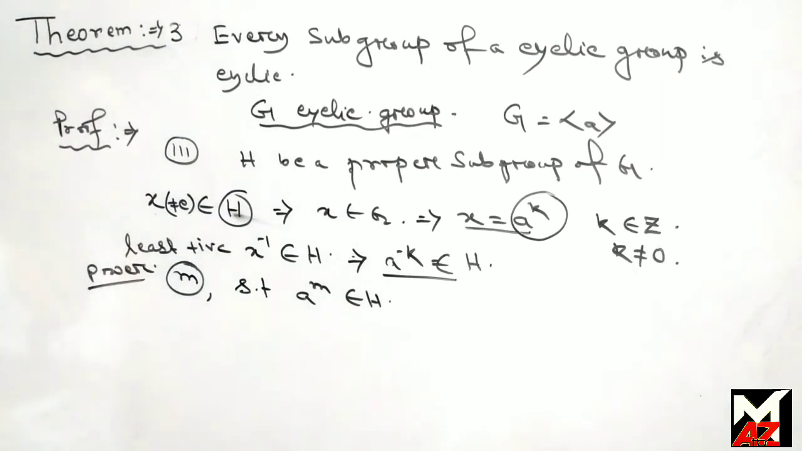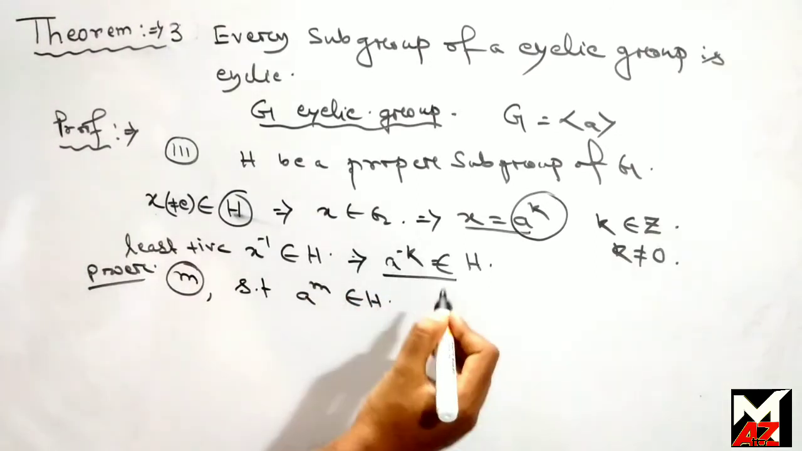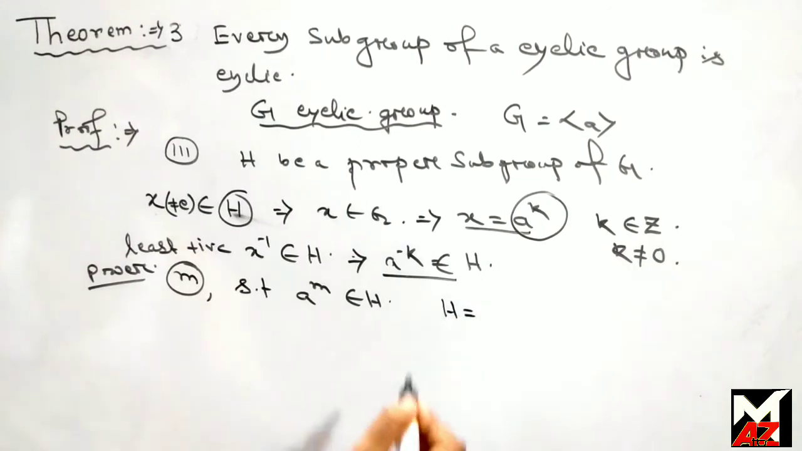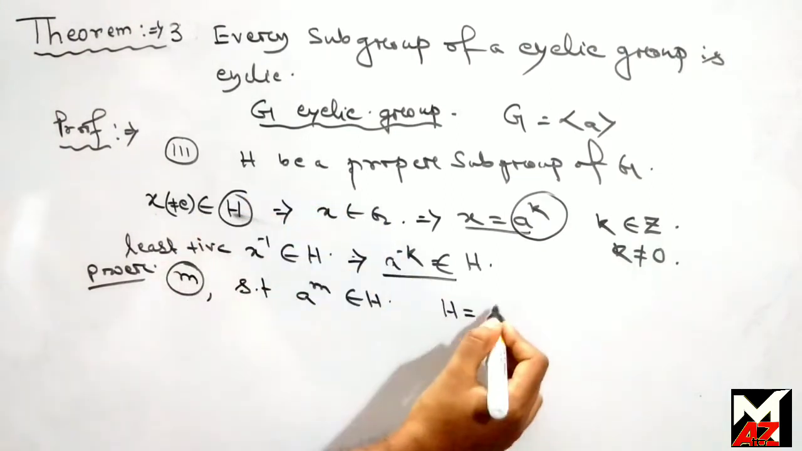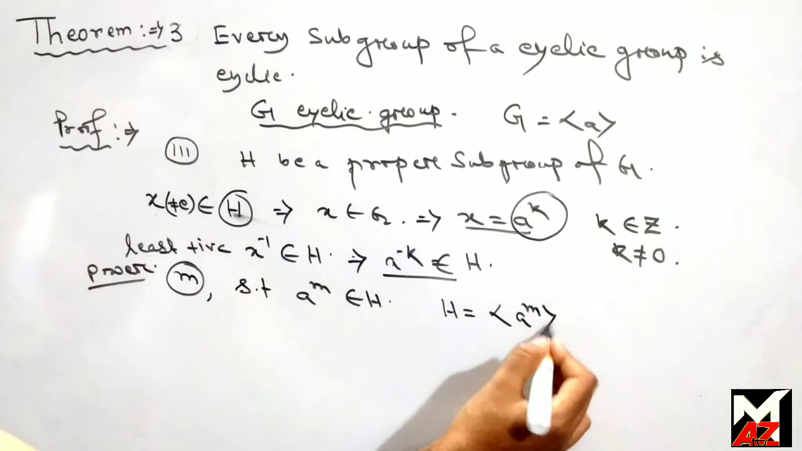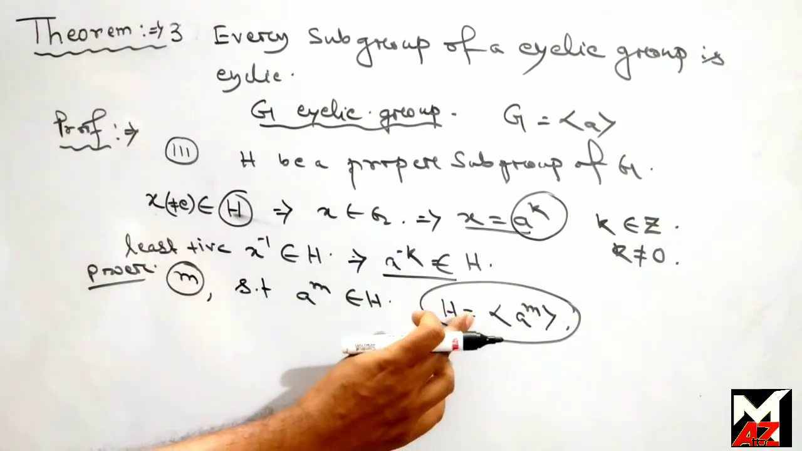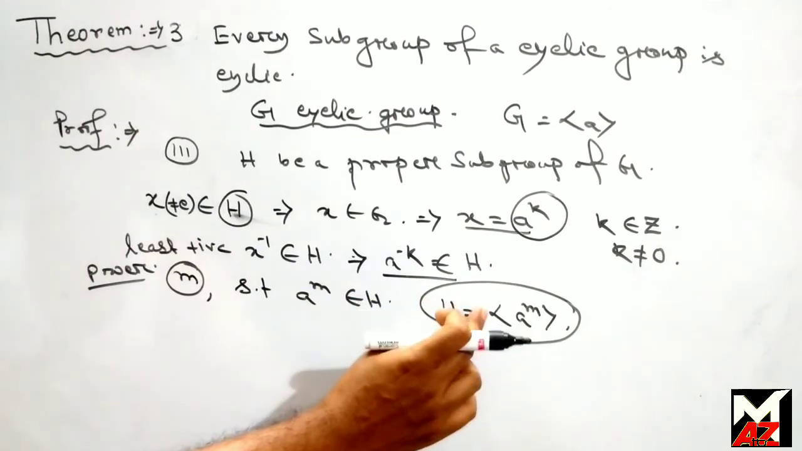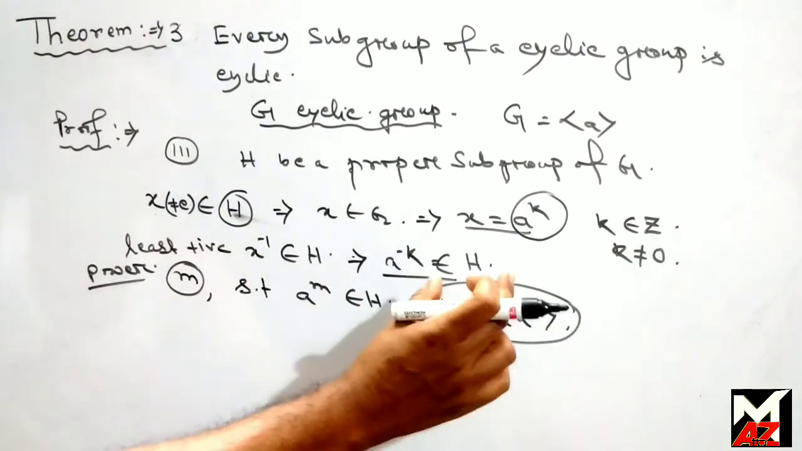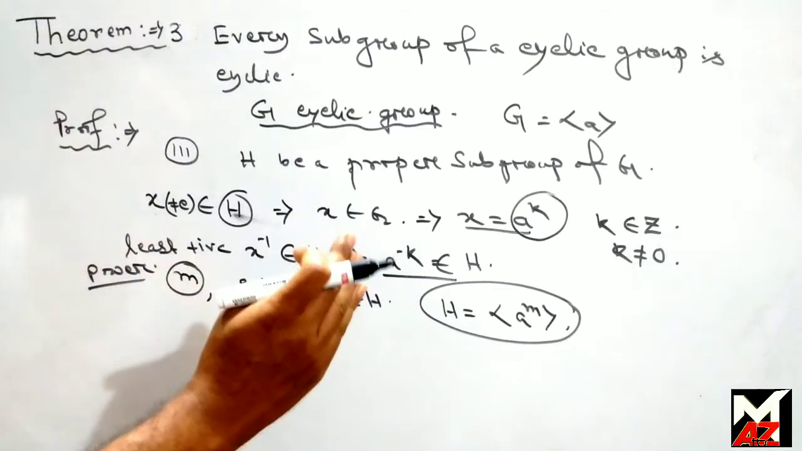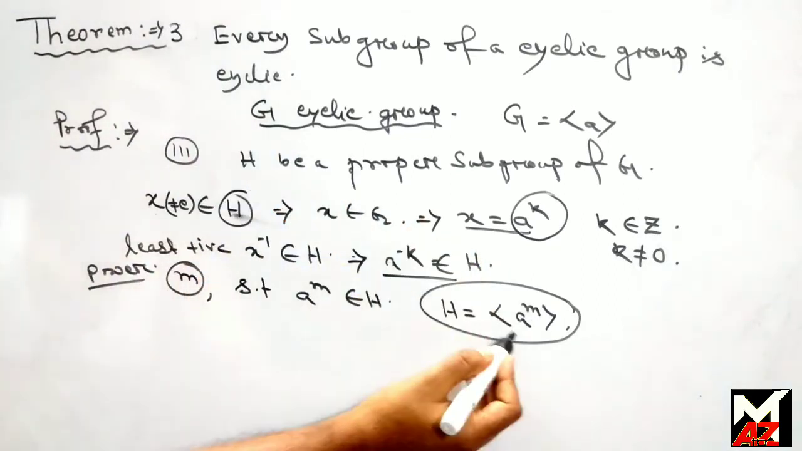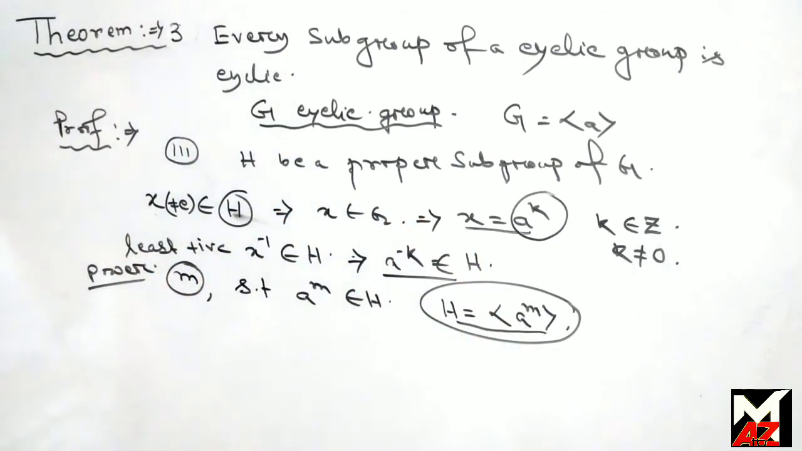Right? Now we try to prove H is a cyclic subgroup generated by a to the power M. This is not written here, but this can be proved, or we try to prove this relation. H is a cyclic group generated by a to the power M, where M is the least positive power.